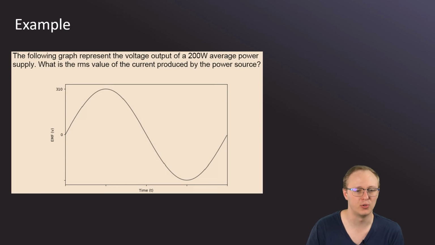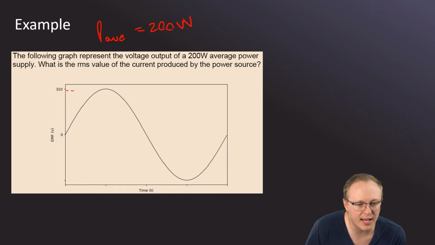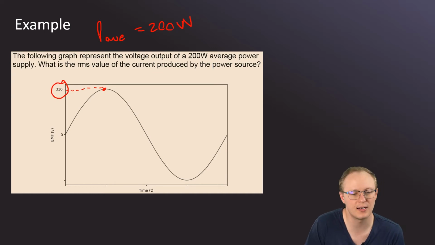Okay, so let's do an example. For this example, the following graph represents the voltage output of a 200 watt average power supply, and it asks what is the root mean square value of the current produced by this power source. Okay, so we can list what we have. The average power is 200 watts. And we know the Vmax. I hope that this is on a nice big screen so you can see that 310. So the Vmax is going to be the 310.